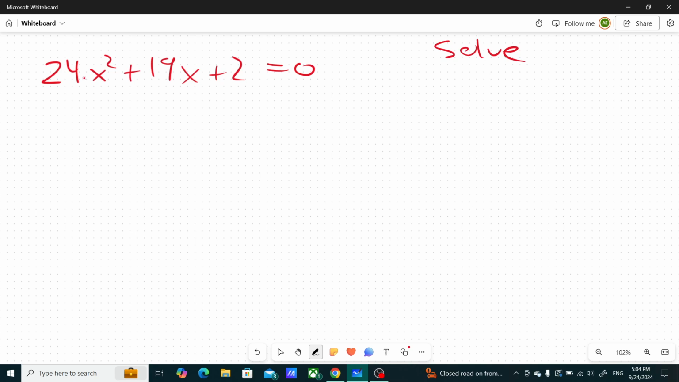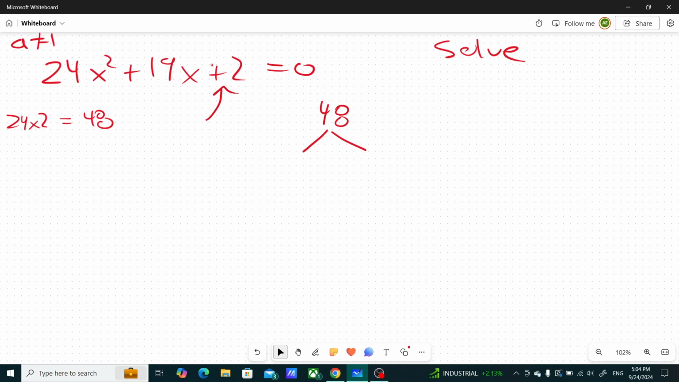Let's take a look at one final example. Let's say we have 24x squared plus 19x plus 20 equals 0, and we're asked to solve and get the x's. So again, this is a case of a not equal to 1. So the first step is multiplying 24 times 2, which is going to give me 48. I will then take a look at this sign. I will need two factors that add up to 19 since this is a plus.